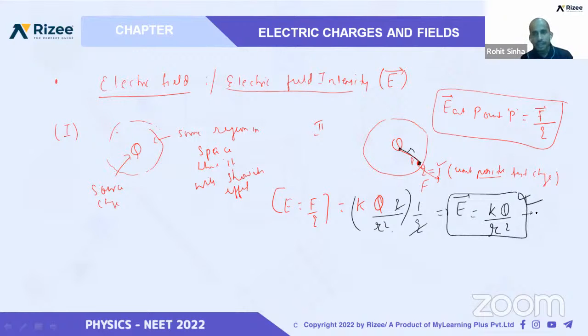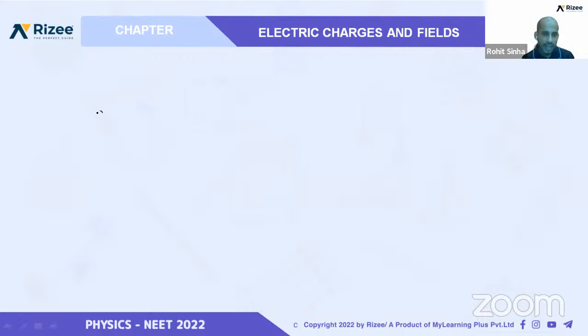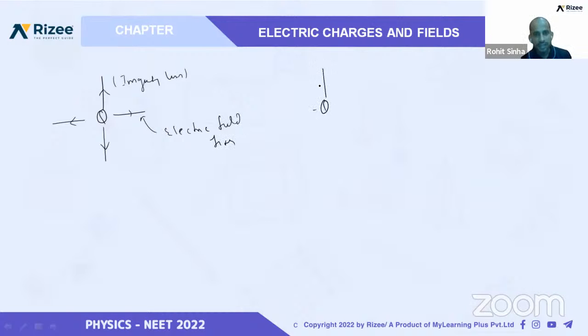It will be radially outward if it is a positive charge, and radially inward if it is a negative charge. Don't get confused. If it has a positive charge, then the electric field will be in this direction. These are just imaginary lines to show the electric field, and they are called electric field lines. If the charge is negative, we draw like this: electric field lines come inward to a negative charge and go outward from a positive charge. This is the concept of electric field.